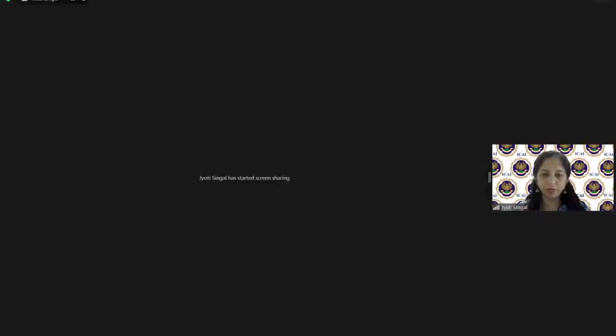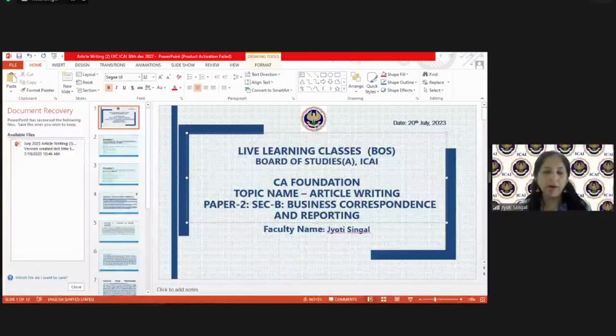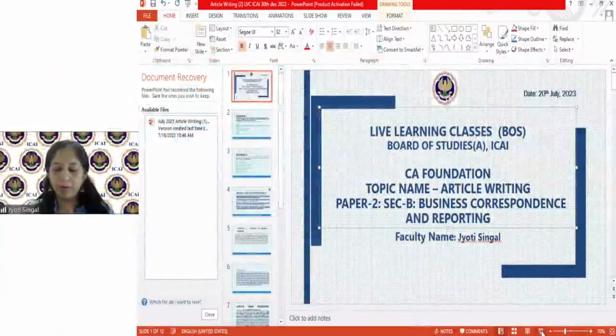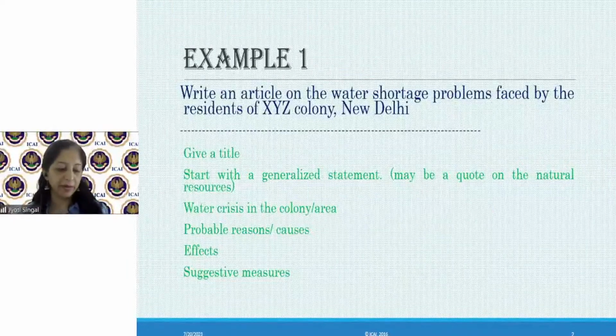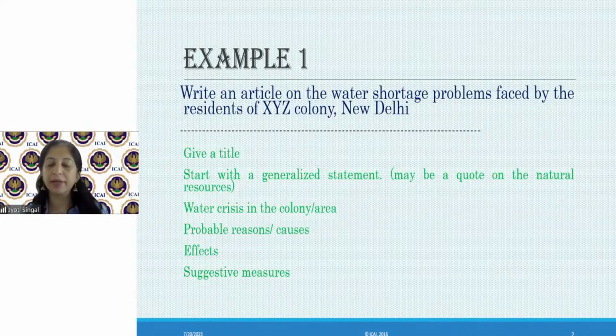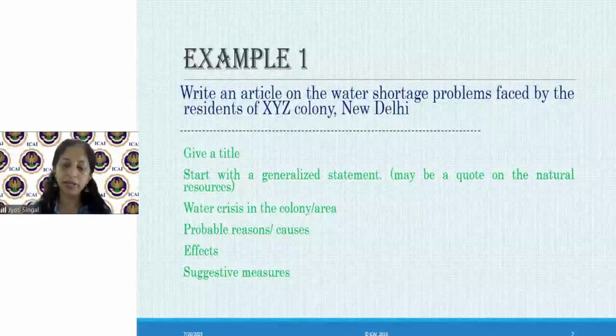Okay, so let's get going. I'll share my screen and we'll start for today's session. Okay, so the first is an example I have. Write an article on the water shortage problem faced by the residents of some colony in New Delhi.